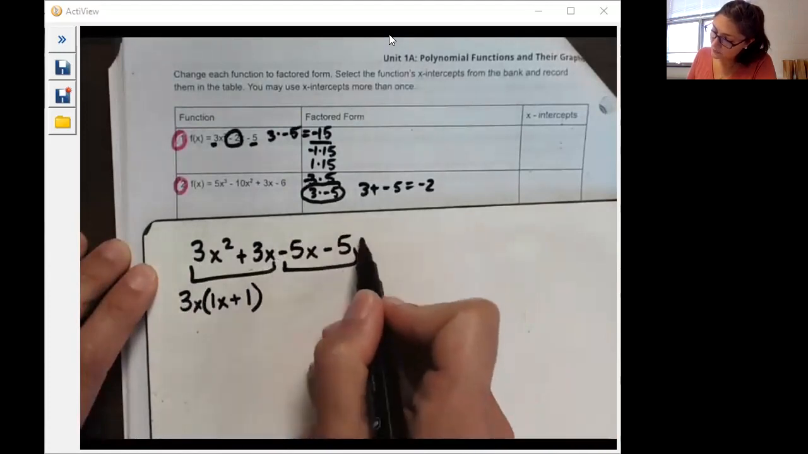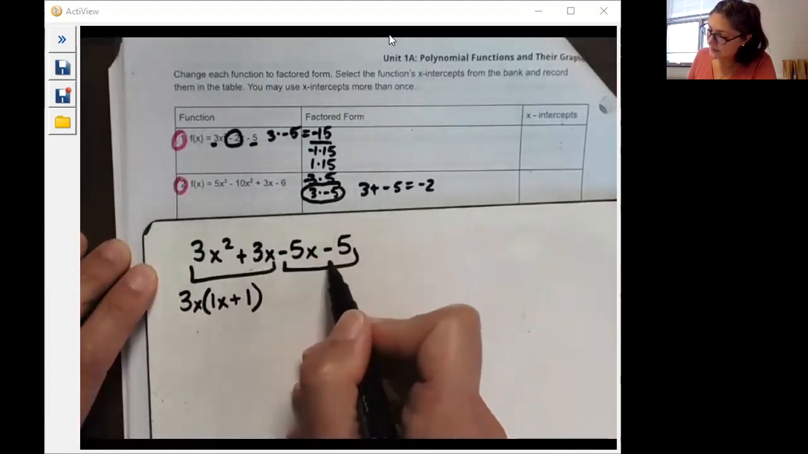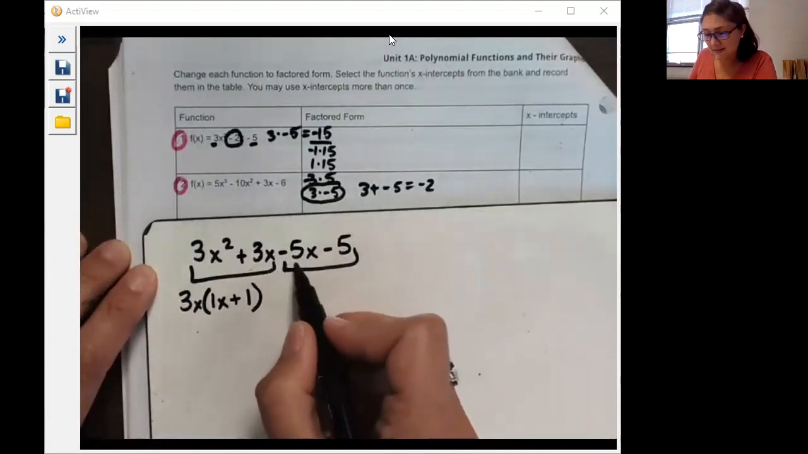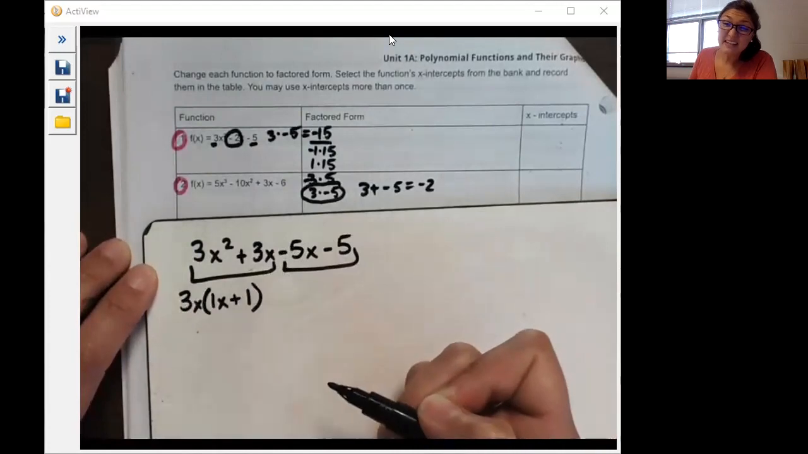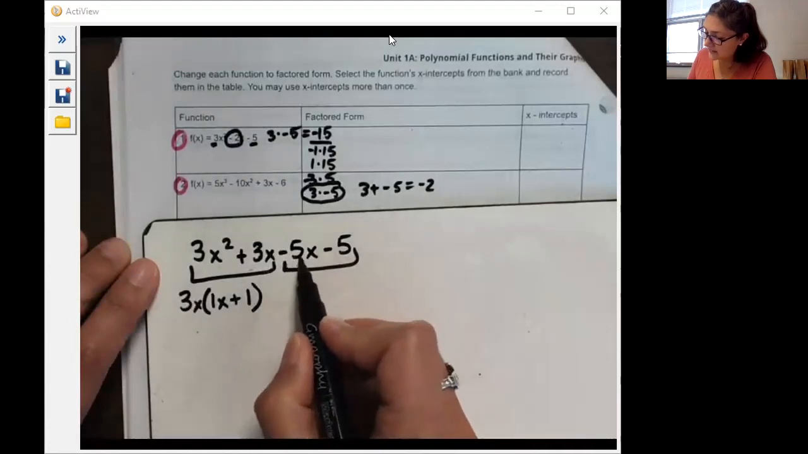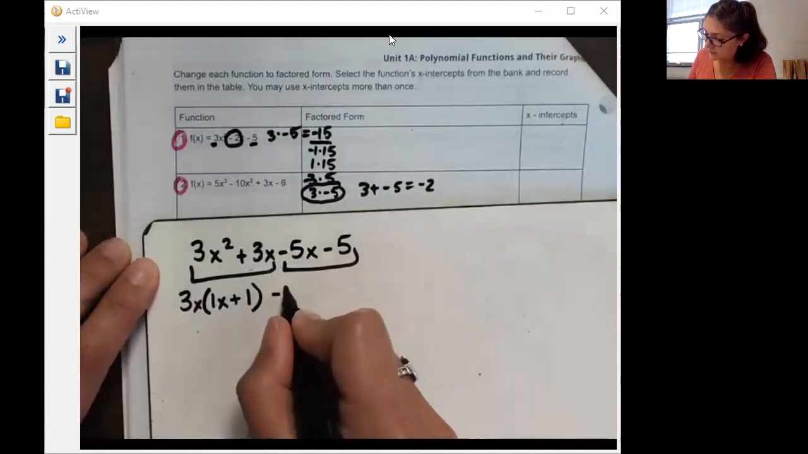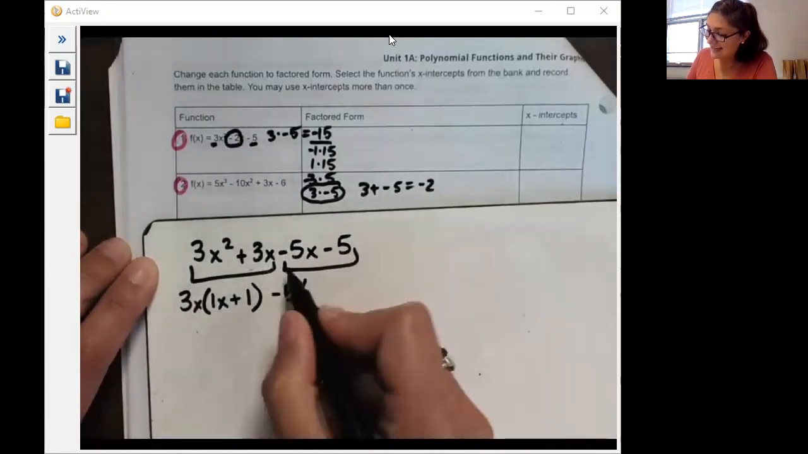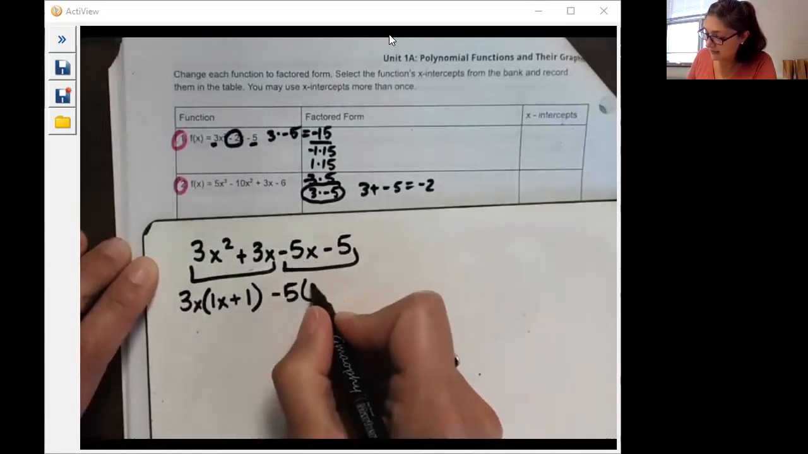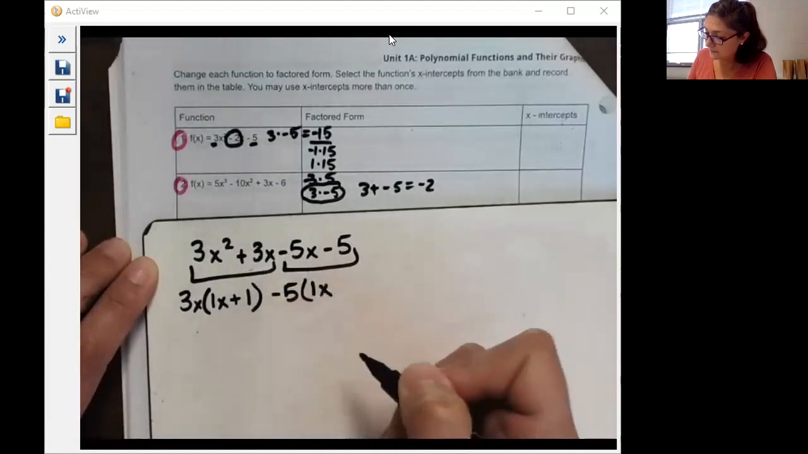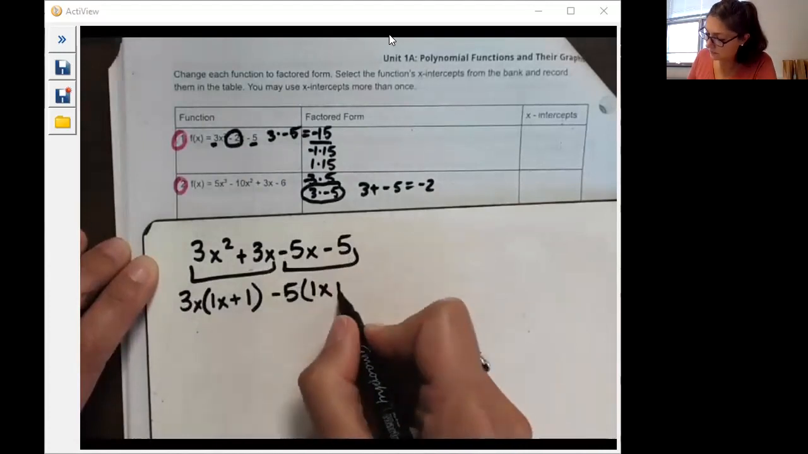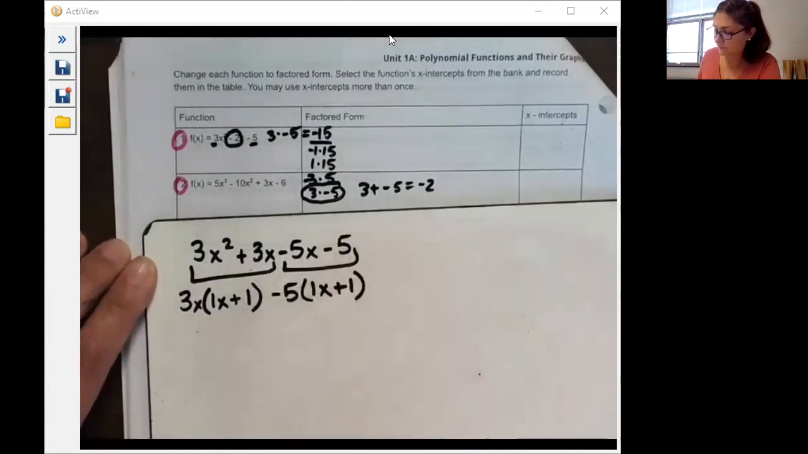For my second group here, -5x minus 5. Remember, I said in that video, pretty much every time that we see our second group start with a negative, I'm probably going to factor a negative something out as part of my GCF. Here, I've got 5 and 5, so I'm going to factor out -5. -5x divided by -5 is a positive 1x. And then -5 divided by -5 would be positive 1.